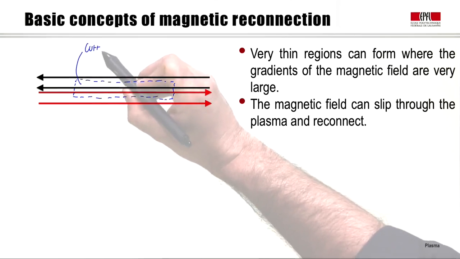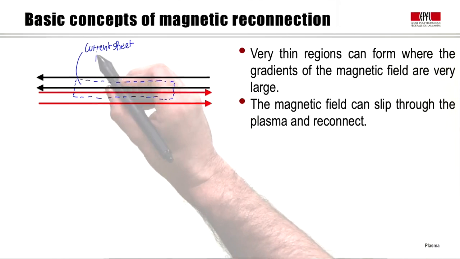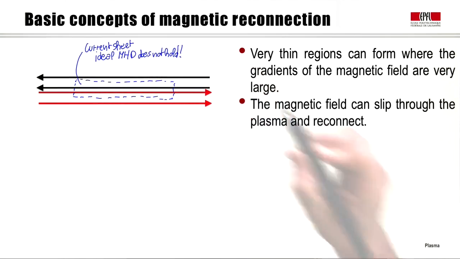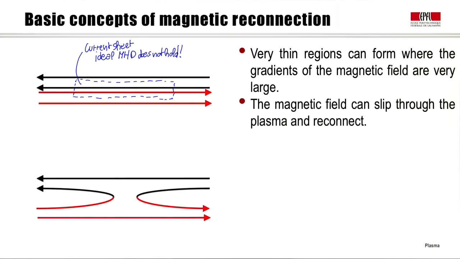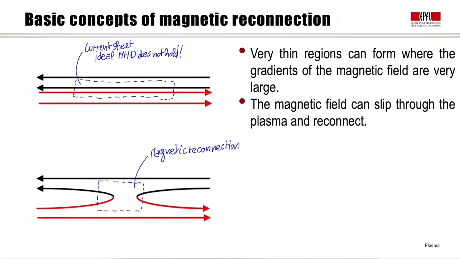In this thin region, a current develops in the perpendicular plane, and the ideal MHD does not hold anymore. In this very thin region where the ideal MHD is violated, magnetic reconnection can happen. A magnetic field line which is pushed by the plasma flow against a magnetic field line which is oppositely directed will break and reconnect, thus forming a new magnetic field line.